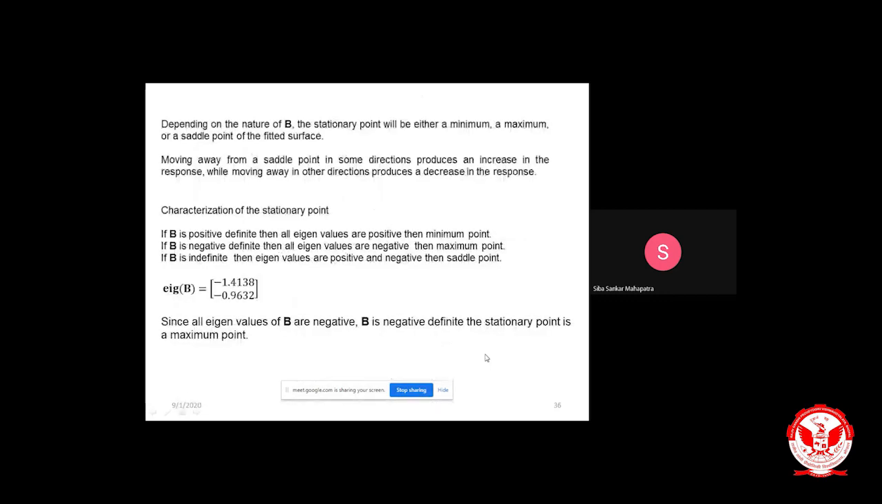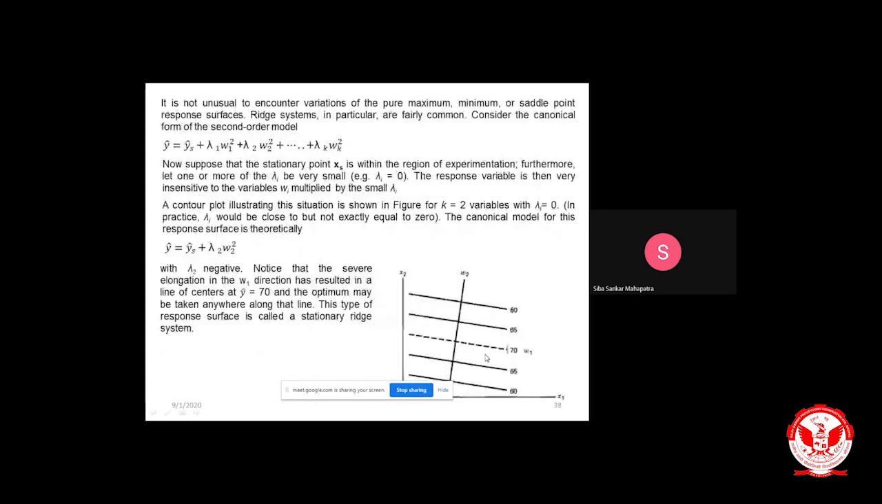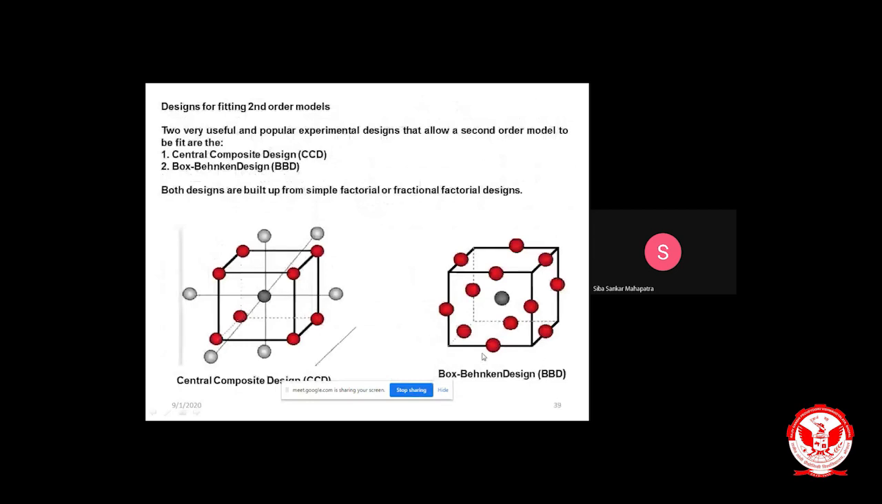And the maximum yield will be 80.21 if you put these values here, x1 and x2 values. So this is what it says, how to analyze a response surface methodology using statistical and mathematical models. Now the next question is, how many types of response surface methodology exist?